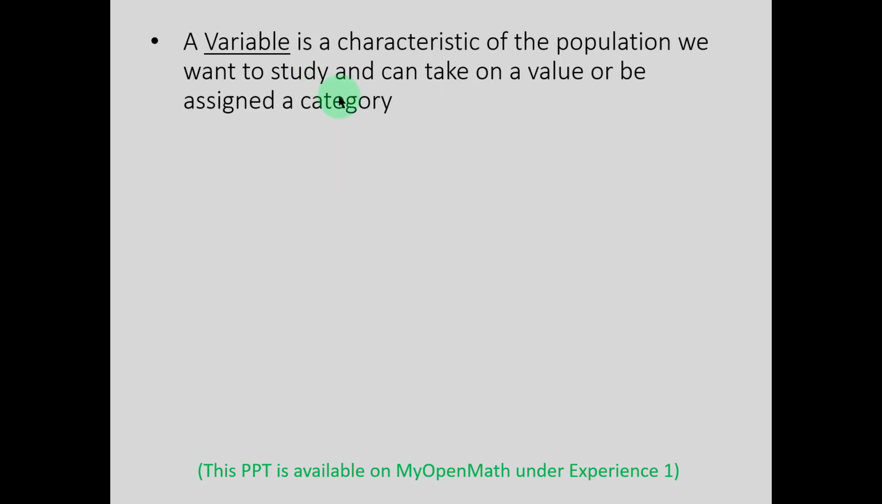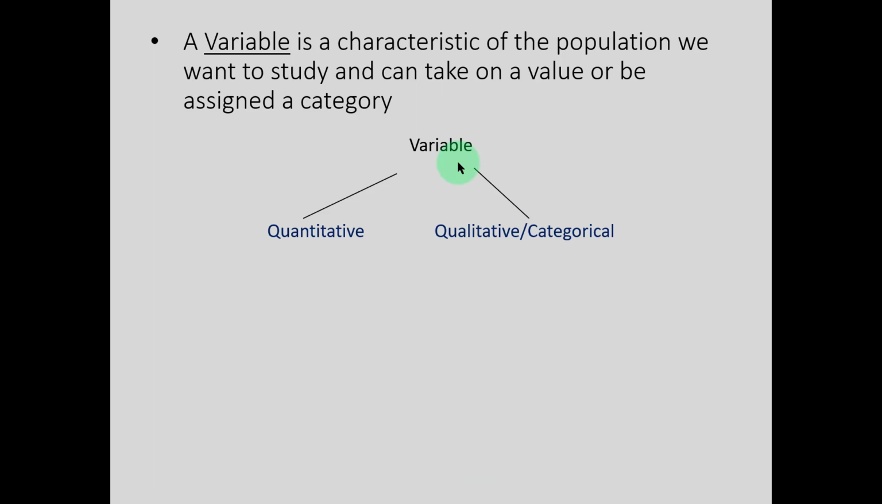So we have this little tree that I like to use. A variable can be either quantitative or, the opposite of quantitative, qualitative. I often say categorical, but we can use those two terms interchangeably. But these qualitative or quantitative variables can also be further distinguished. A quantitative variable is either continuous or discrete, and a categorical variable is either nominal or ordinal. Let's describe these in more detail.